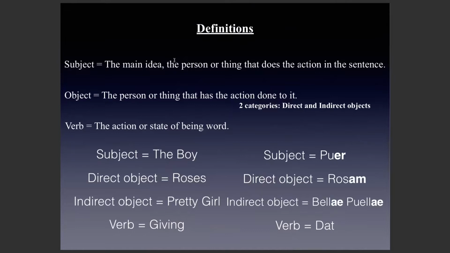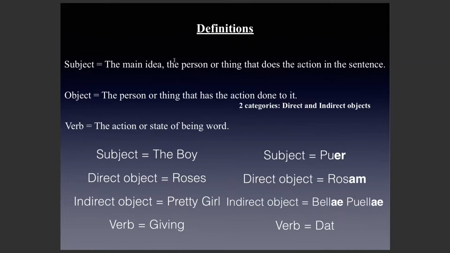Now this will apply to any language that you learn. It doesn't have to just be applied to Latin. It can be applied to everything. So now you'll know these words, right? It's the subject, and I said, it's the main idea of the sentence. That's what a subject is. It's the person or the thing that does the action in the sentence, right? So it doesn't always have to be somebody. It can be something as well, right?